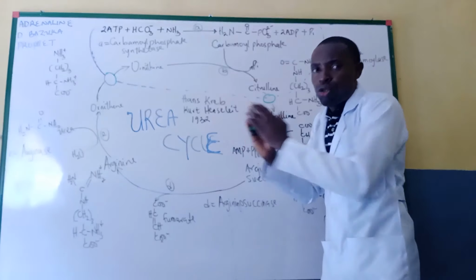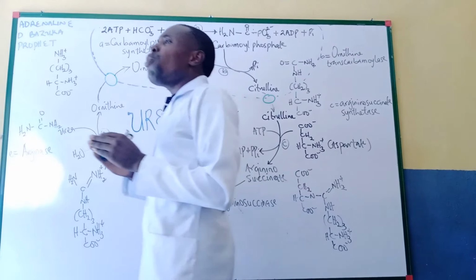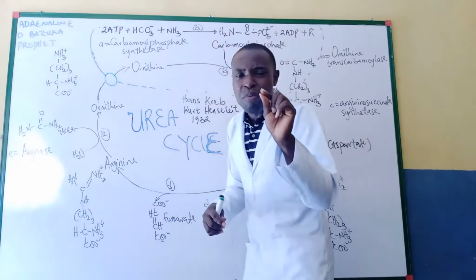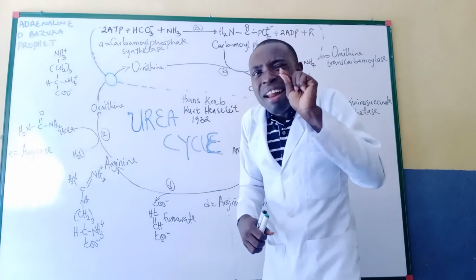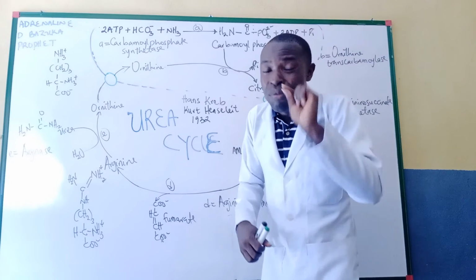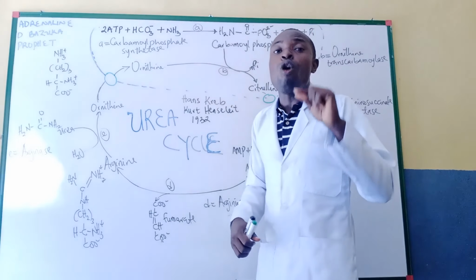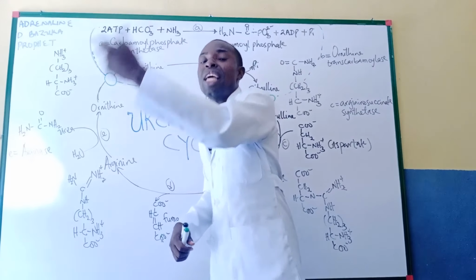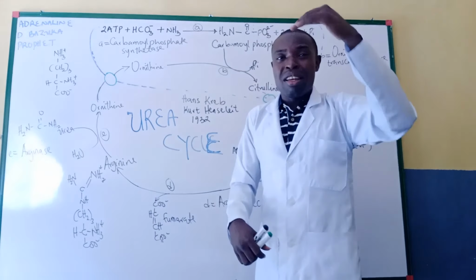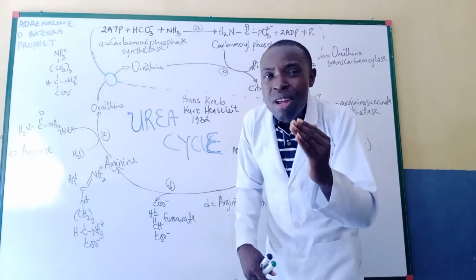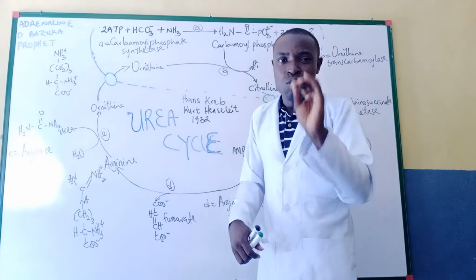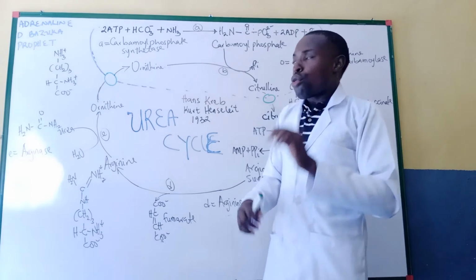Now we continue. It will also interest you to know that the urea cycle occurs primarily in the liver, exclusively in the liver, although some texts will tell you that to a lesser extent it occurs in the kidney. But in my context, the urea cycle occurs primarily in where? In the liver. So we continue.